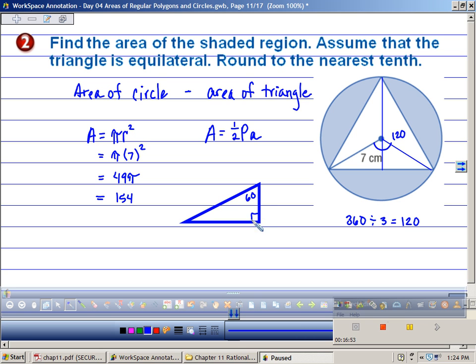If the whole angle is 120, what's this? 60. Ooh, look what I found. It's a 30, 60, 90 triangle. And if it's a 30, 60, 90 triangle, then this is the shorter side. If this is 7, what's this? 3.5. And if this is 3.5, what's this? 3.5 square root of 3. And if this is 3.5 square root of 3, what's this whole base? 7 square root 3.